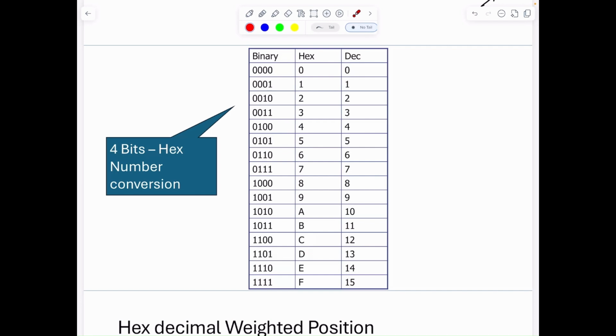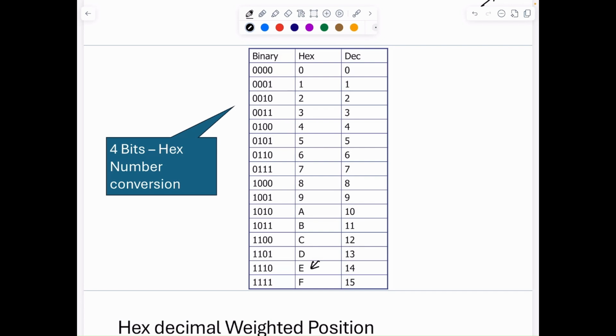1001 is 9. Why? This is 2 power 3, 8. 8 plus 1 is 9. So I have a hex 9. But in the case of 10 digits, I cannot say 1 0, right? 1 0 is a decimal.